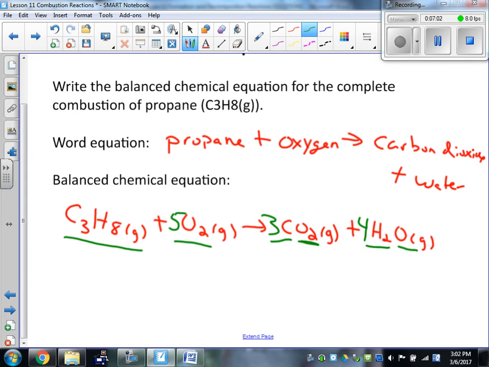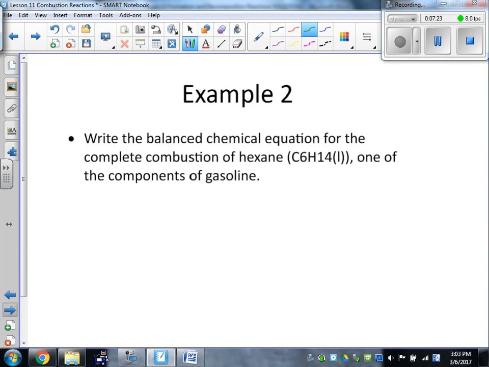Or you could actually, guys, we could also call it tricarbon octahydride, yes? So we should be able to also write the formula for that. That's naming molecular compounds. That's what this is, tricarbon octahydride. Okay? Let's look at another example.